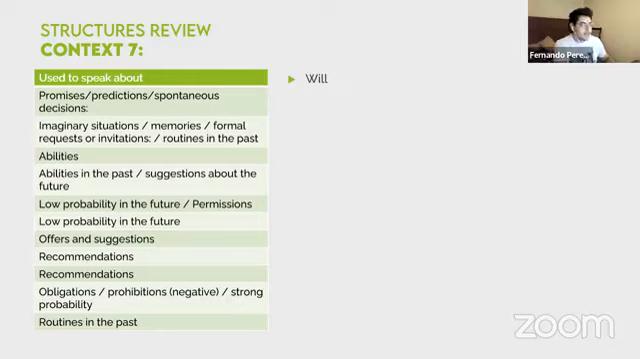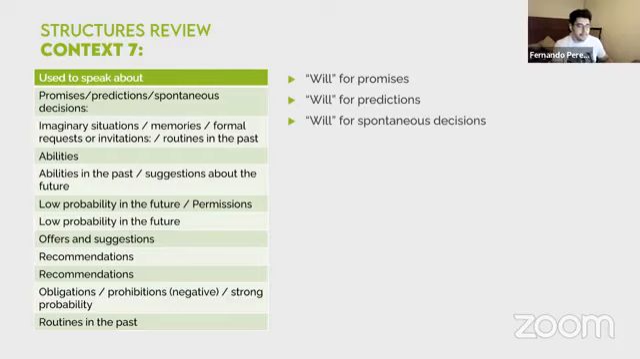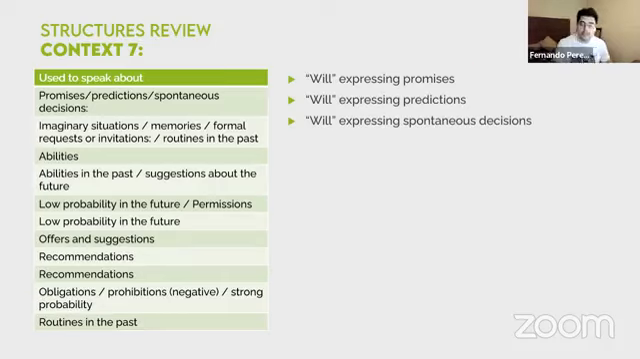First, make an example with will for promises. Then make an example for will for predictions. And then make an example with will, but for spontaneous decisions. Okay? Will expressing. Let's use the word expressing. Who wants to start? Let's begin with Benji. Give me one example with will expressing a promise.